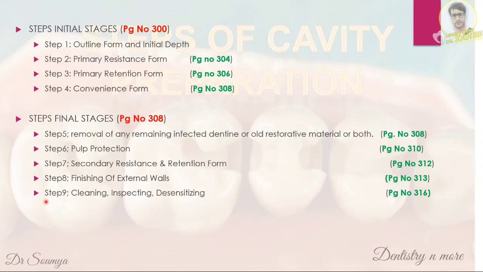Then coming over to step 9, that is the final procedure, that is cleaning, inspecting and desensitizing. The key points: first is removing the visible debris with water from the triple syringe, removing the moisture with air from the triple syringe. Then debris that is attached to the walls can be removed by using an explorer or a cotton pellet. And another thing is, you should not dehydrate the tooth by overuse of air to avoid damage to the odontoblast. Another point is cavity disinfection, that is performed by chlorhexidine 2%.